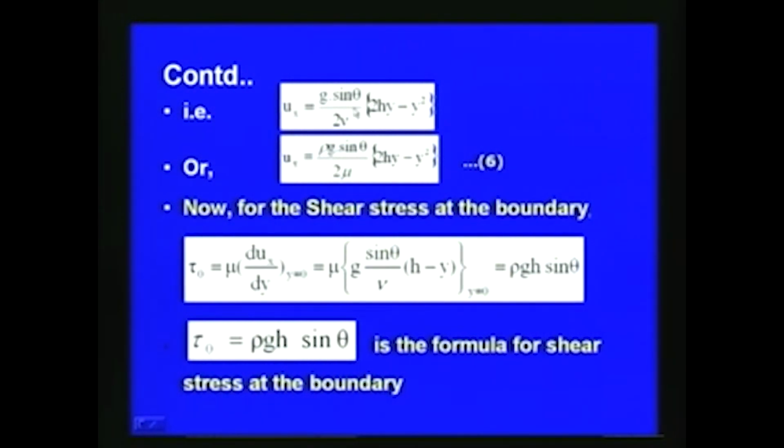So, now this can be simplified as ux is equal to g sin theta by 2 nu into 2 hy minus y square, or we can write ux is equal to rho g sin theta by 2 mu into 2 hy minus y square. So, this is the final expression for the velocity for this particular problem. We got the velocity variation as rho g sin theta by 2 mu into 2 hy minus y square, and then once we get the velocity, we can use Newton's law of viscosity to get the shear stress.